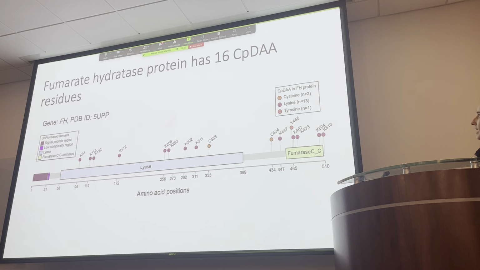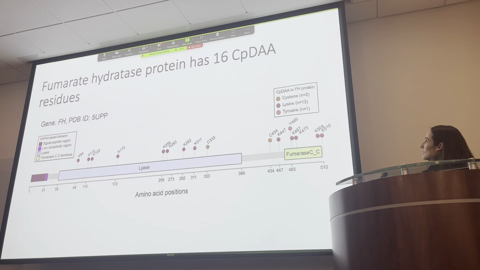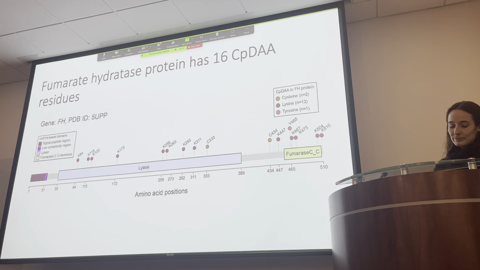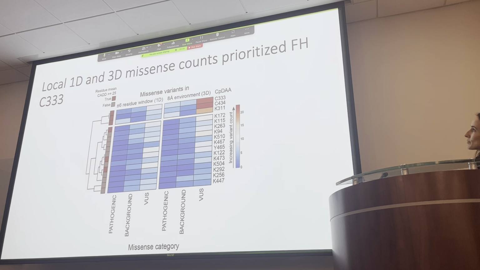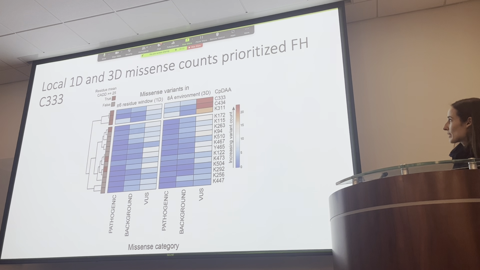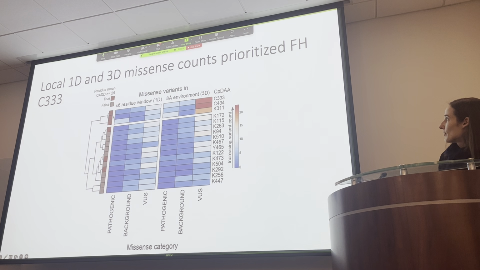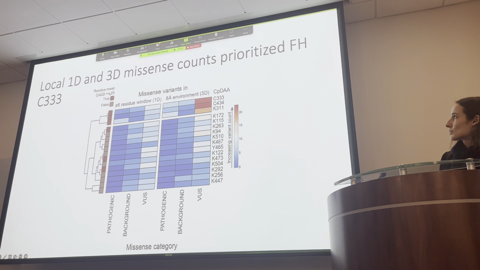So fumarate hydratase has 16 amino acid positions that have been previously detected, and they're shown here. So there's 2 cysteine positions, 13 lysine, and 1 tyrosine. So we used the local 1D and 3D missense accounting data to look specifically at these 16 chemoproteomic detected amino acid sites in FH. And when we clustered by correlation, we saw that cysteine 333, cysteine 434, and lysine 333 were at the top. And all 3 of these detected sites have a CAD score above our deleterious threshold of 25.